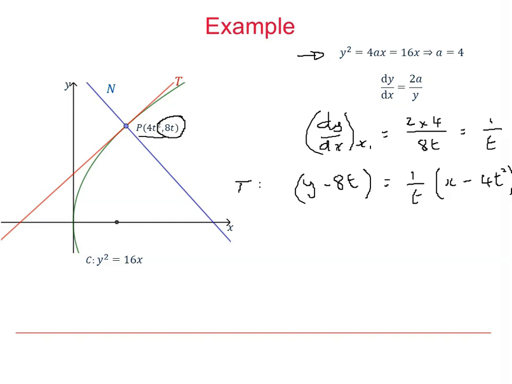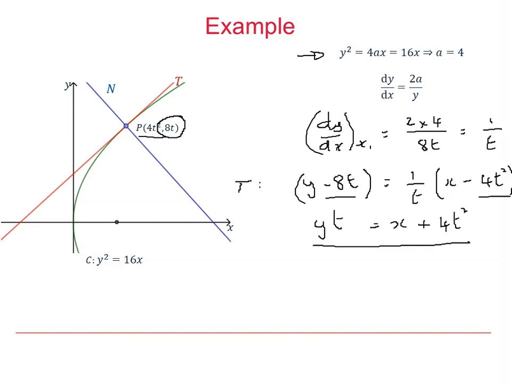We can multiply throughout by t, and that will give us yt is equal to x, and then in total we'll have minus 4t squared, and then taking the minus 8t over to the right hand side, plus 8t squared. So that gives it a total of x plus 4t squared. So that's the equation of the tangent.